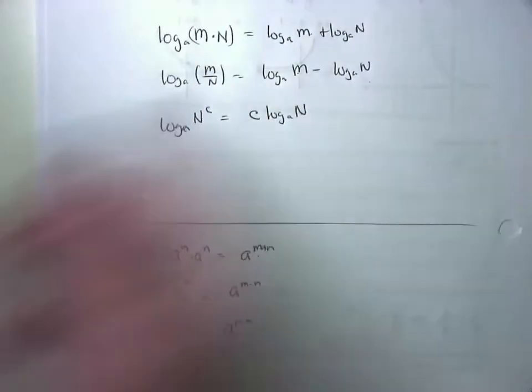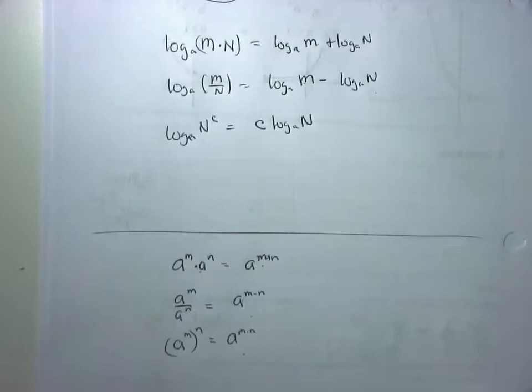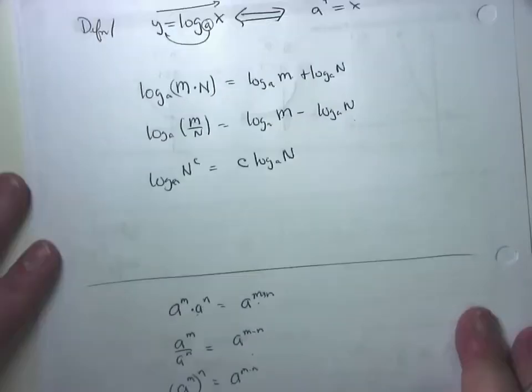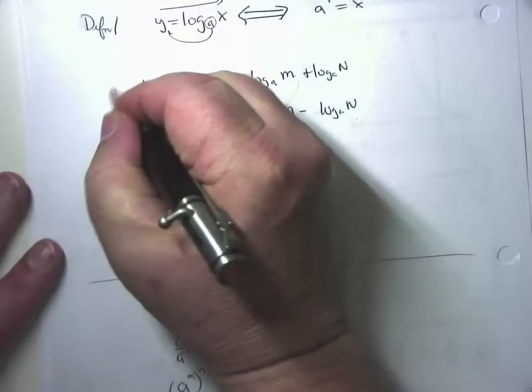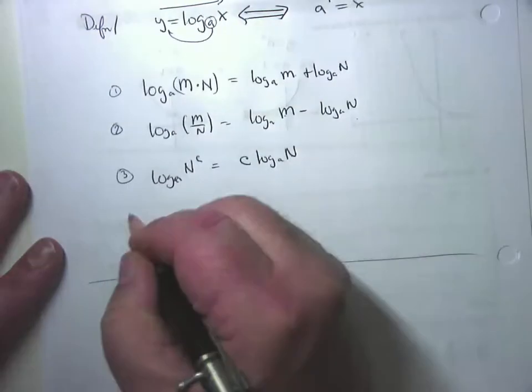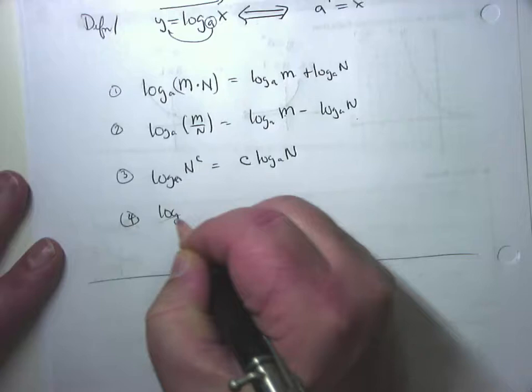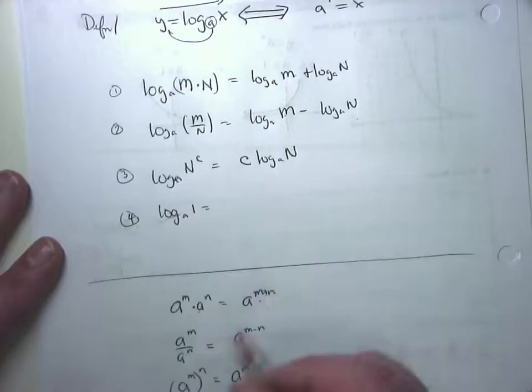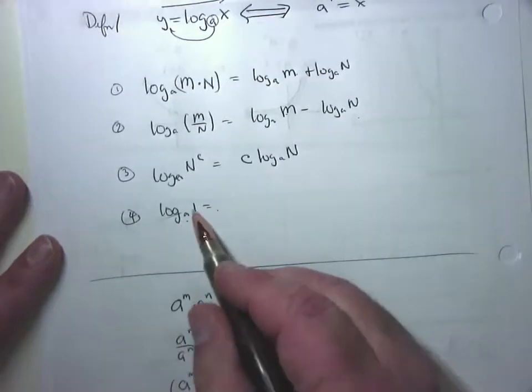And here are, like I said, the other properties coming from the exponentials. I said there were 7 properties here. These are the big 3. 1, 2, 3. Number 4 is this. What is the log base a of 1? In other words, a raised to what power equals 1?